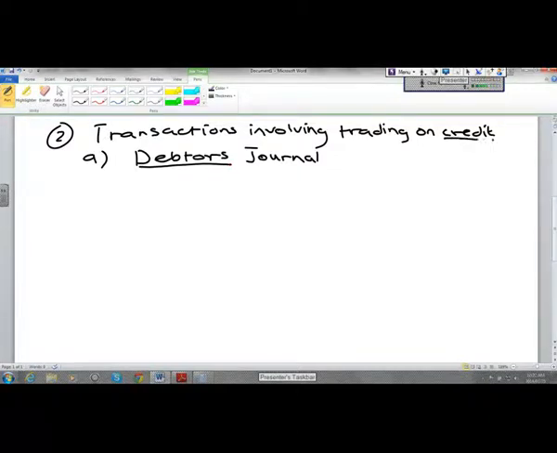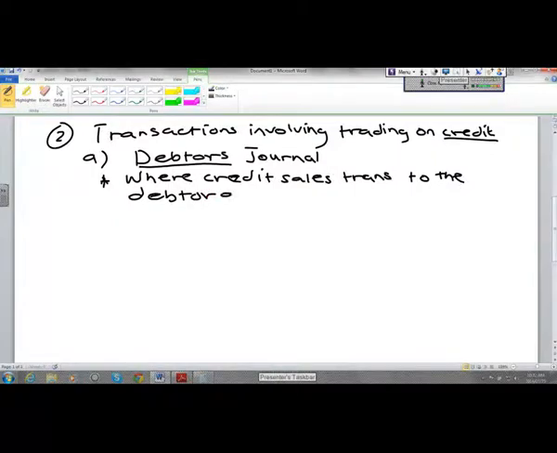So we can say debtors journal is a book where we're recording credit sales transactions to the debtor. So this is where credit sales transactions to the debtor are recorded. So that will be your debtors journal.